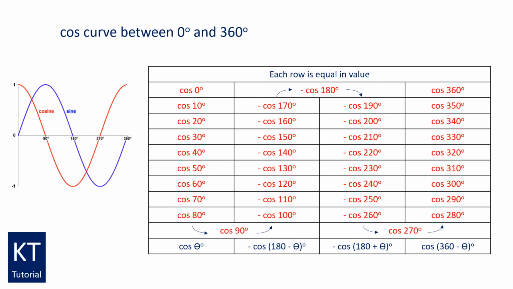Specifically for the cos curve, the table is indicative of cos theta having the same values for each of the individual rows. It also summarizes to cos theta being equal to minus cos 180 degrees minus theta, being equal to minus cos 180 degrees plus theta, being equal to cos 360 degrees minus theta.